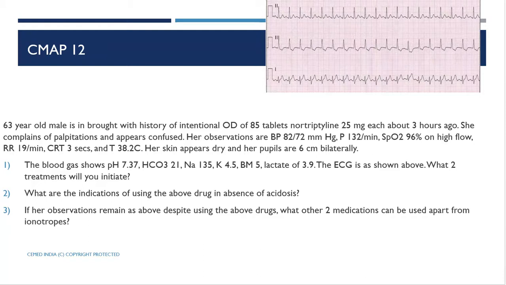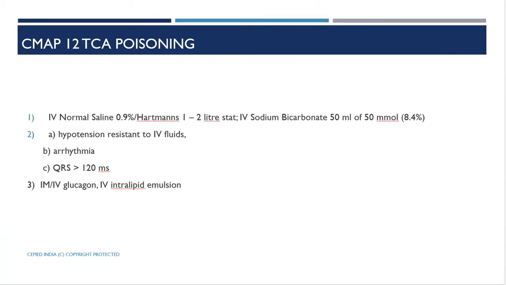What would you do is there are 2 drugs which are of the last resort. One is intralipid emulsion and second is glucagon. Third one is high dose insulin. However, you don't have to go up to that level, so you can write intralipid emulsions and glucagon. Magnesium sulfate is not there. So hypotension not responding to fluids, arrhythmia, and QRS more than 120 milliseconds is the indication for using sodium bicarbonate.